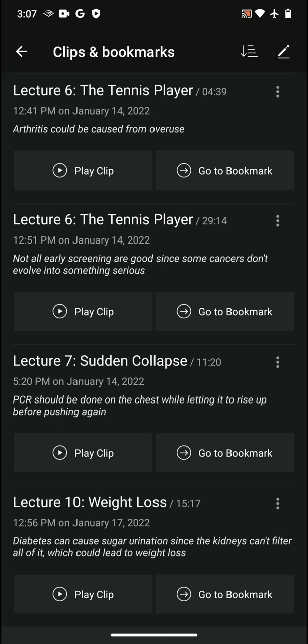Not all early screenings are good, since some cancers don't evolve into something serious. So if you do an early screening, sometimes you find there is a cancer here and you take treatment, but it would not have evolved into something bigger, and then it's just that overtreatment situation.